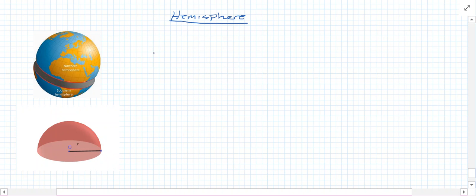As with the other shapes, we have a formula to look at the volume of a hemisphere. So the volume of a hemisphere is equal to 2/3 times pi times r cubed. When you have numbers beside each other like this, it means multiplied by. So there's 2/3 multiplied by pi multiplied by r cubed.